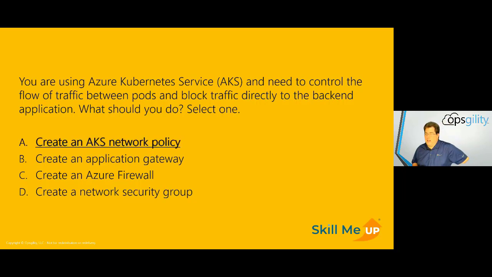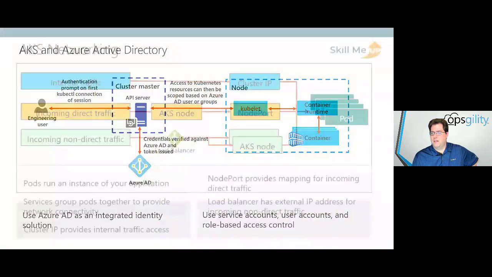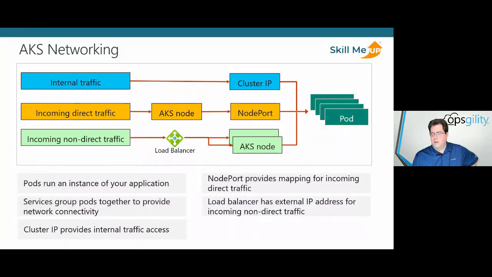For this one, you create an AKS network policy. So you can set up a specific policy. If we go back a couple of slides, we can see we can set internal traffic access, and set up the different ways we're going to configure the networking here and how those pods are connected. So you're setting up different policies on how this traffic is directed, based on what type of traffic it is.